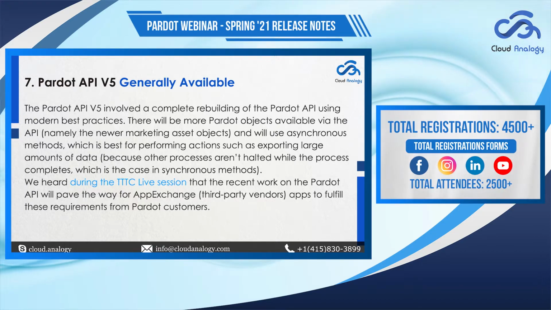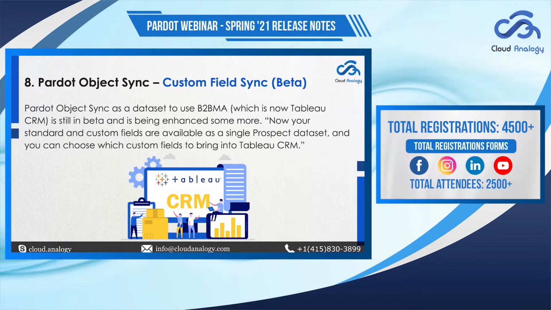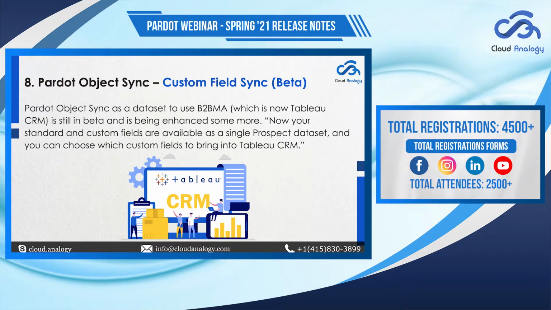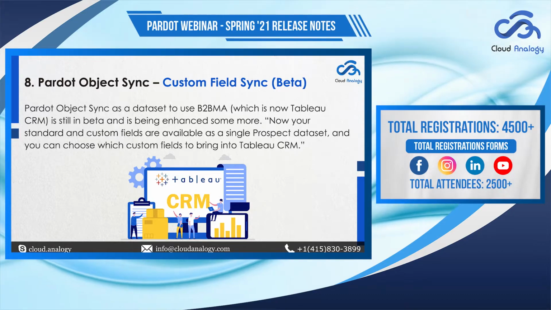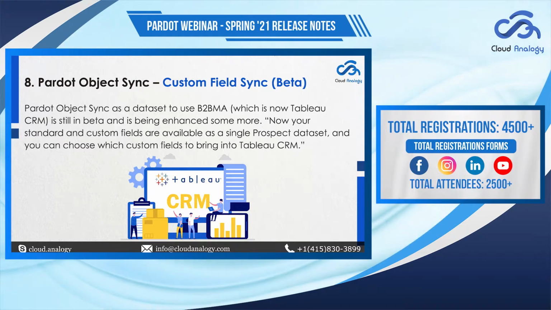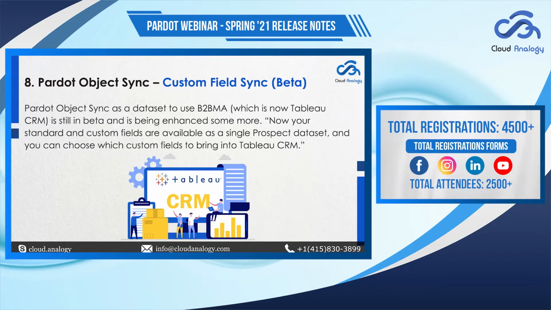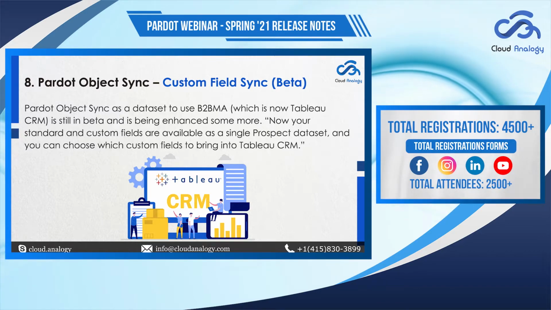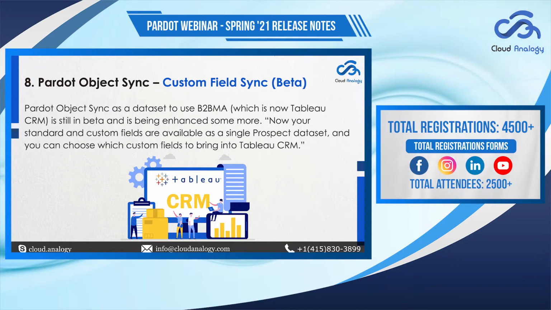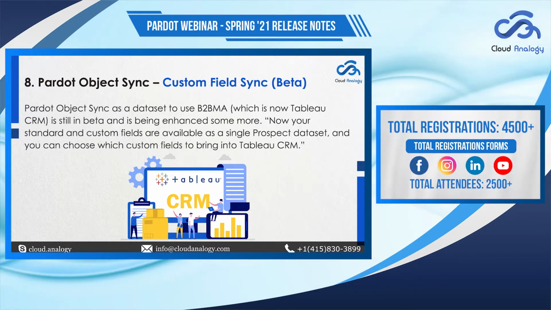Exactly. Last but not the least, the eighth point is Pardot Object Sync, which provides the functionality of custom field sync. This one is again in beta, and we are analyzing how it will perform. So what does this function provide? It provides the functionality where we can connect our custom Pardot fields with Tableau Analytics, where we can create more dashboards and more competitive dashboards of our organization, where we can compare the previous data and the new data we are getting in our Pardot using the landing pages and other email campaigns we are running.